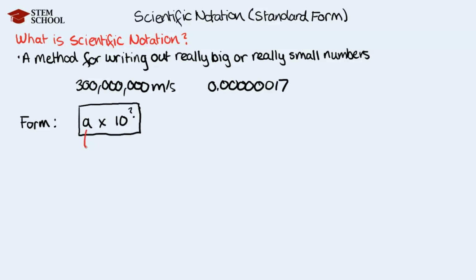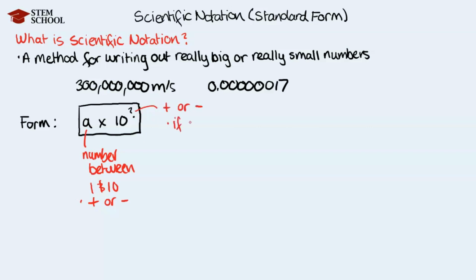So let's start off with a. Well, this will be a number between 1 and 10. Okay, so this number can also be positive or negative. It can be a whole number or it can be a decimal number, depending on how precise you're going to make it, okay? Now let's move on to the power. So this could also be positive or negative.